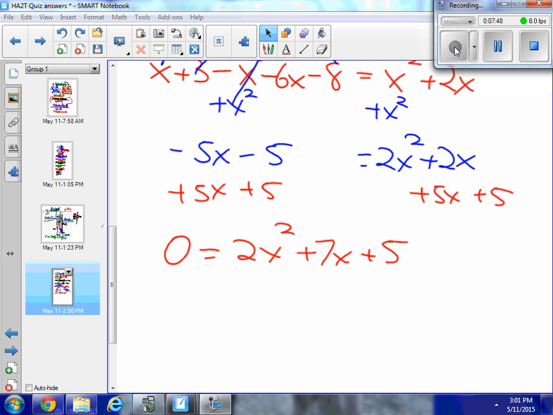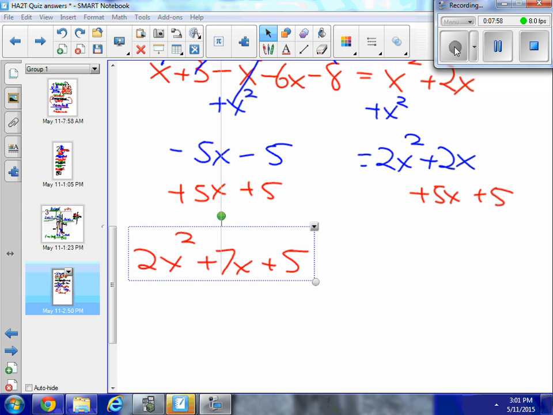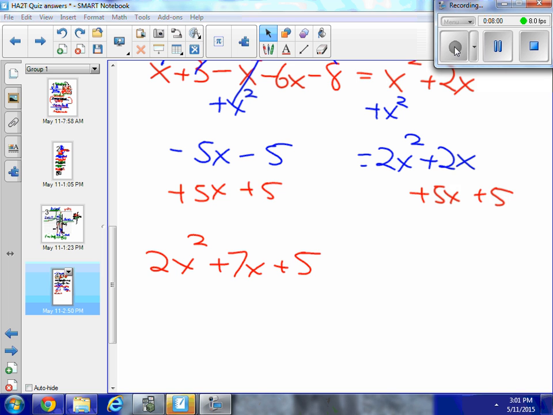And since I'm kind of a creature of habit, what I'm going to do is erase this 0. I'm going to take my 2x squared, and I just happen to like that on the left-hand side, so I'm going to set it equal to 0.